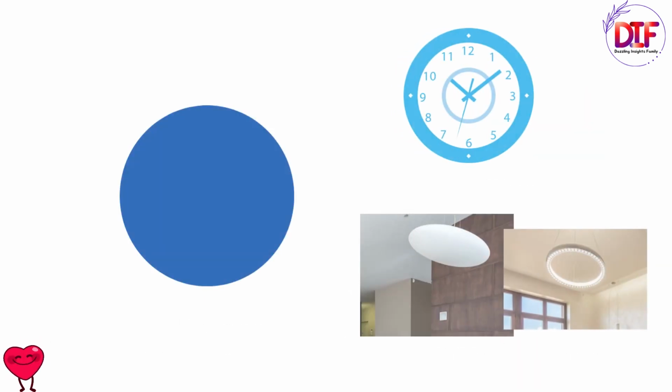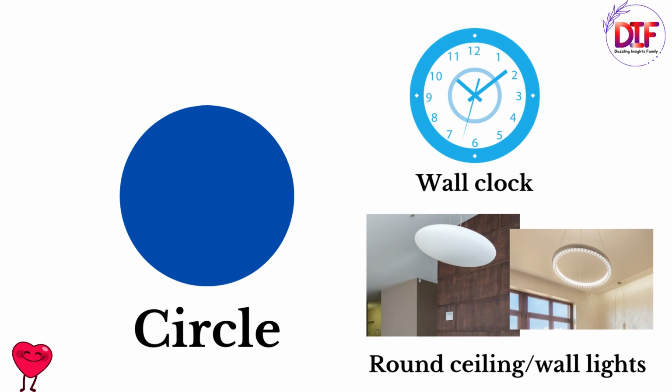The next shape we have here is circle. C-I-R-C-L-E. Circle. And if you look around you, you can see things that are circular in shape. A very good example is a wall clock. And another one we have here is a wall or ceiling light.